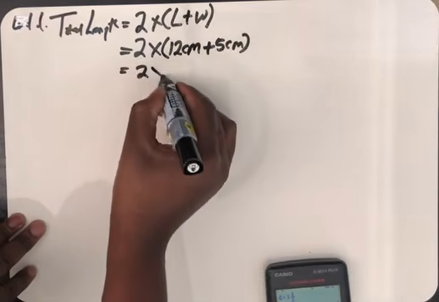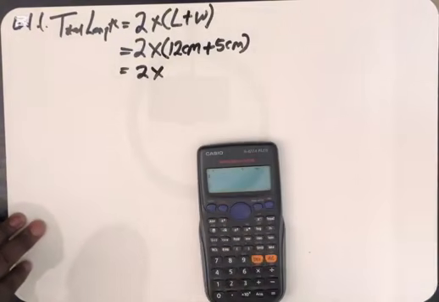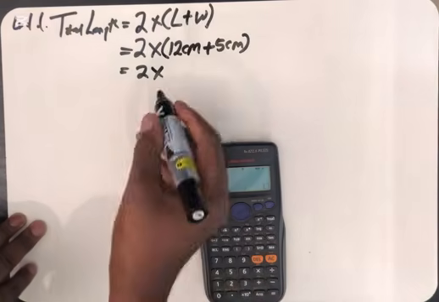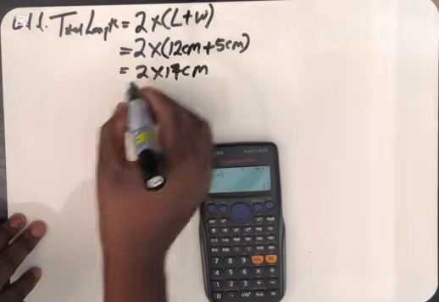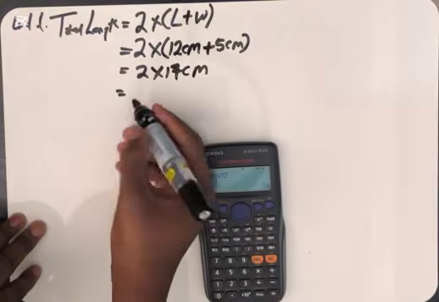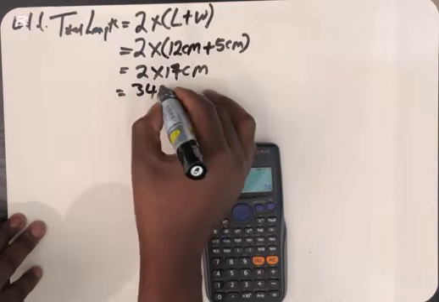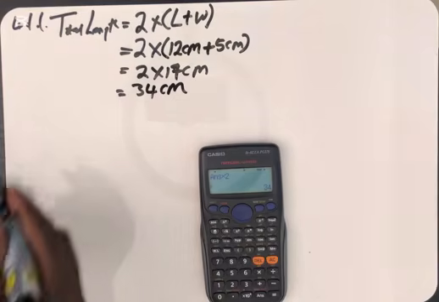Then 2 multiplied by, then you add everything inside the bracket, which is 12 plus 5, 17 centimeters. 17 multiplied by 2 is 34 centimeters. The total length here is 34 centimeters.